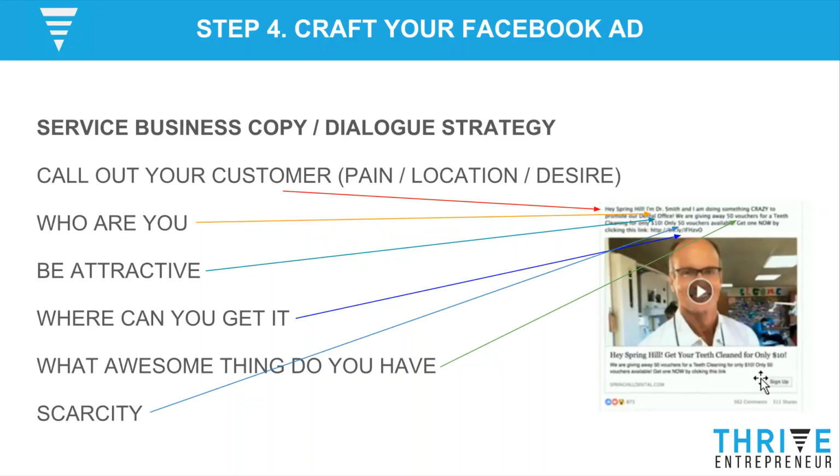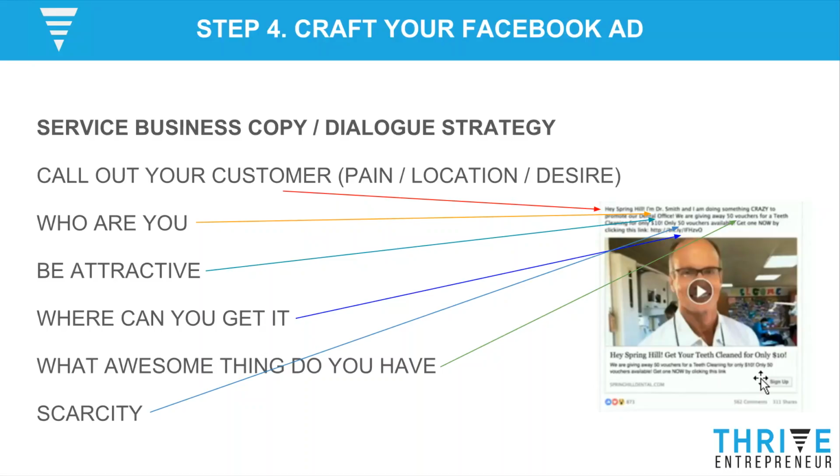But if we run something like, do you live in Christchurch? Do you want to lose weight and get strong? Then Facebook's going to say, no, sorry, because the language we're using calls the person out specifically. So we want to indirectly call the person out by saying, hey Christchurch ladies, I'm Julia Rose, or I'm Nick, and we're doing something crazy to promote our gym. We're giving away 50 vouchers for 2 personal training sessions for free. Only 50 vouchers available. Get one now by clicking this link.